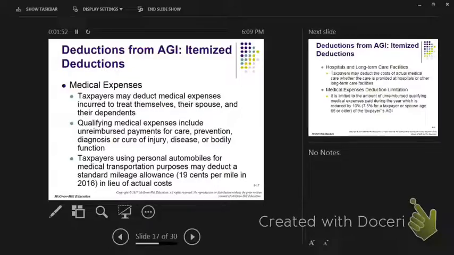Okay, so medical expenses. You can deduct them for yourself, your spouse, or your dependents. But it has to be one of those three. They have to be qualifying medical expenses. Medical expenses include unreimbursed payments for care, just normal everyday things that we would expect, prevention, any type of bodily functions or disease or injury.